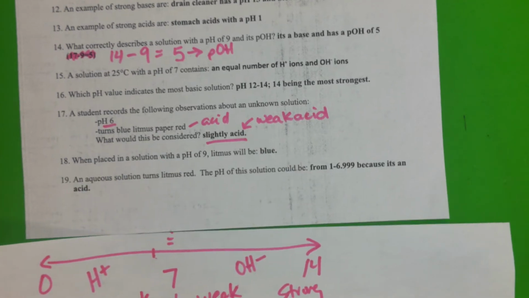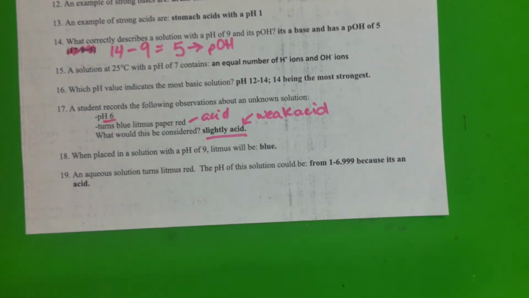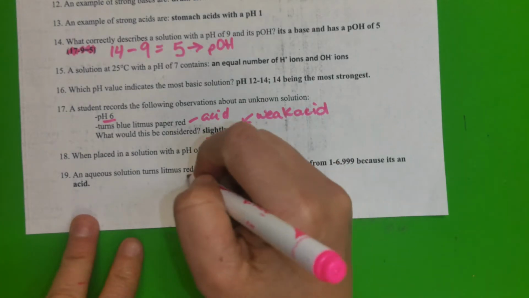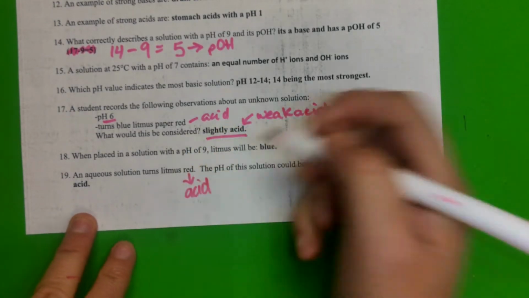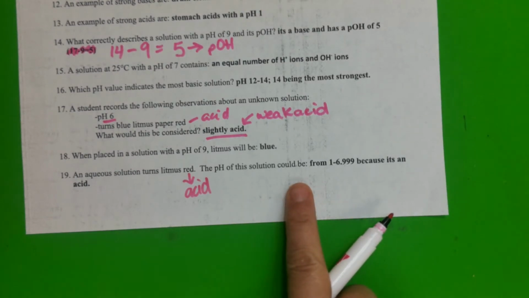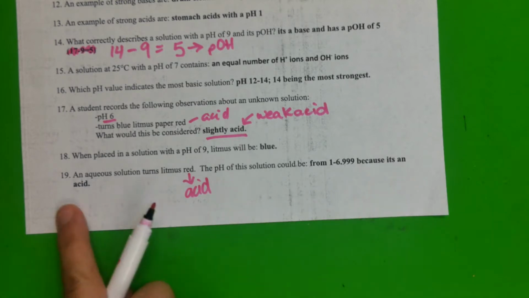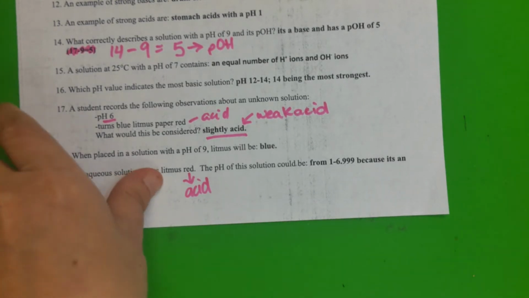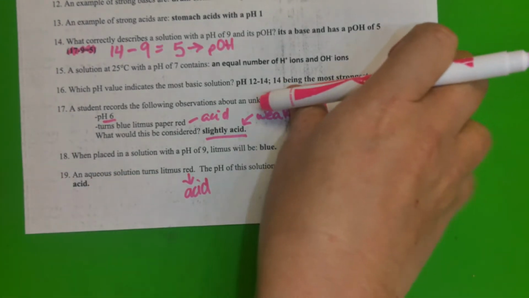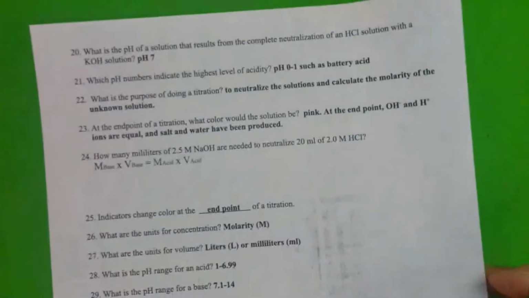Okay. Number 19, an aqueous solution turns litmus red, so that makes it an acid. The pH of the solution could be from around 1 to 6 or 0 to 6 because it's an acid. Okay. Now let's go to the next page, number 20. Well, at least on my paper, it's the next page.